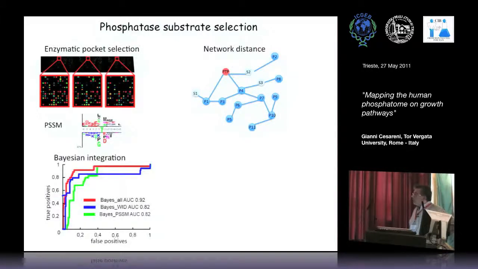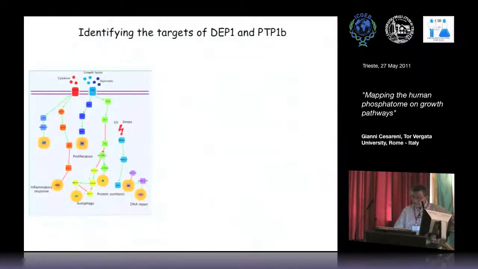So we can use Bayesian integration of the two features. You see that the ability to predict the substrate by using, in green, the PSSM, a preference for the enzymatic pocket, gives this curve. If we use instead network distance to predict, we get the blue curve. If we combine them by Bayesian integration, we get a better curve. So both things are important, and if we use them both, we get a good prediction.